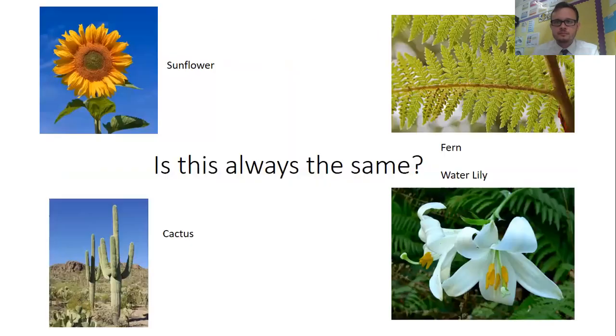Okay, is this always the same with all plants? Well, we looked at the fern and the cactus a little bit last lesson. What I'd like you to do now is write down what you think each of these plants needs in order to survive. Now, all of them need all three parts. Again, they all need nutrients, they all need water, they all need sunlight. What do you think they need more or less of depending on the plant?